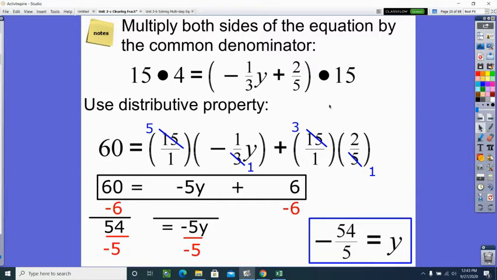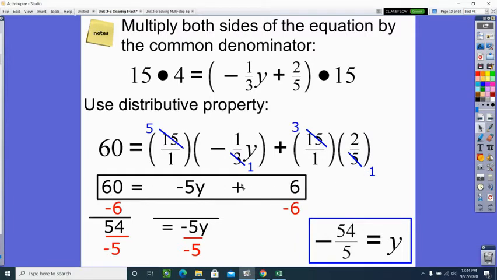15 times 4 is 60. Now, when I multiply the 15, see, I'm putting it over 1 times the negative 1/3 y. I got a little bit of cross-canceling there. And I end up with a negative 5 over 1 y. And over here, the 15 over 1 times the 2/5. I got a little bit of cross-canceling there, 1 and 3, and I get 6 over 1.